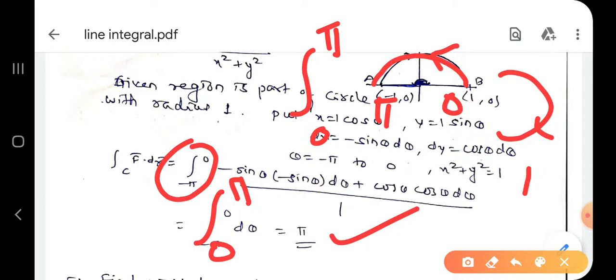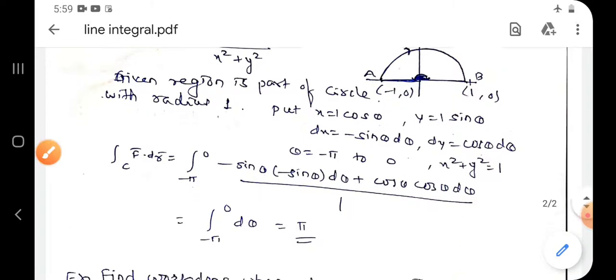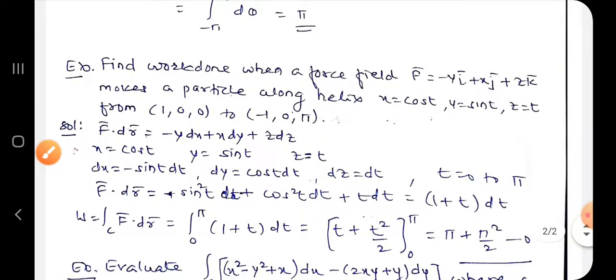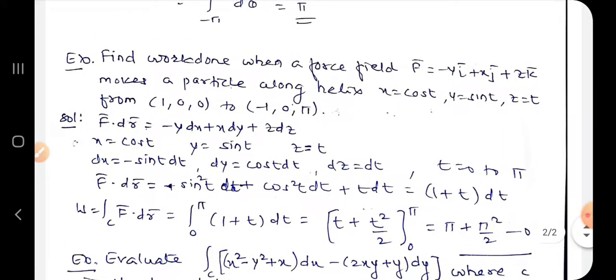Just by mistake in my calculation I took the anti-clockwise direction, but I don't want to confuse you, so I advise you to always traverse in the anti-clockwise direction and get good results. Okay, now we will turn towards one more example on work done.